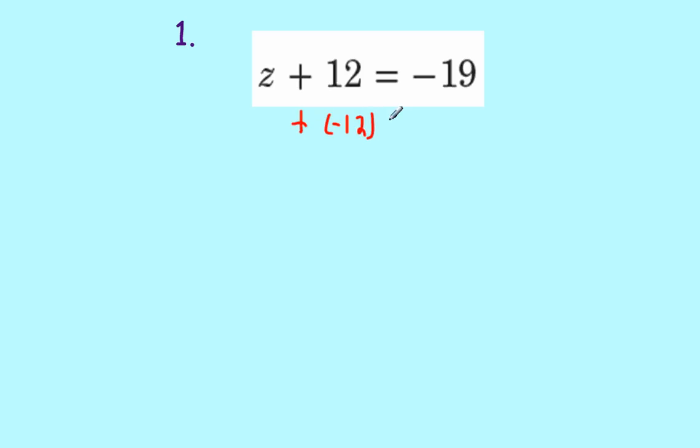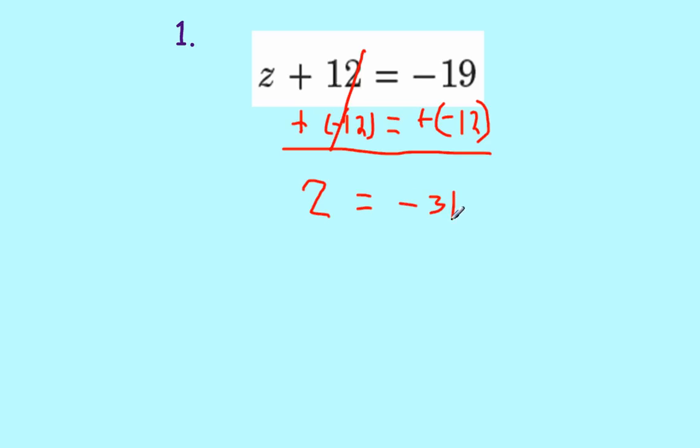So plus negative 12. And the thing with equations is, whatever you do on the left side, you've got to do on the right side. So we're going to add negative 12 to the right side. Whatever you do to the left, you've got to do to the right. These are going to cancel each other out, and we're just left with z. Z equals, well, negative plus a negative, same sign, sum. So this is going to be negative 31. That's our first problem.